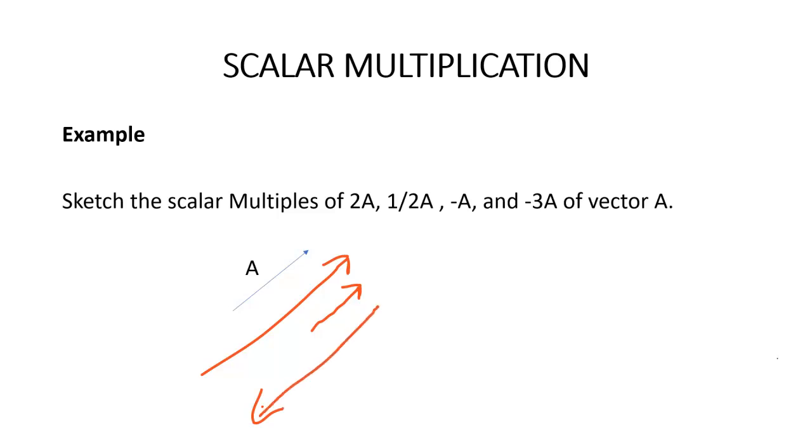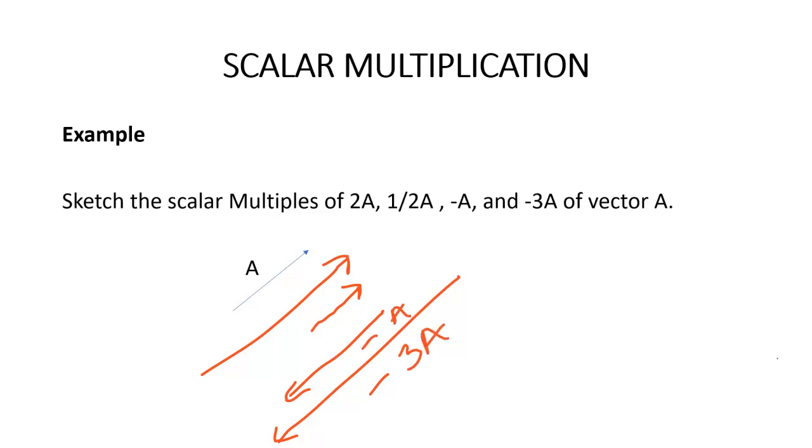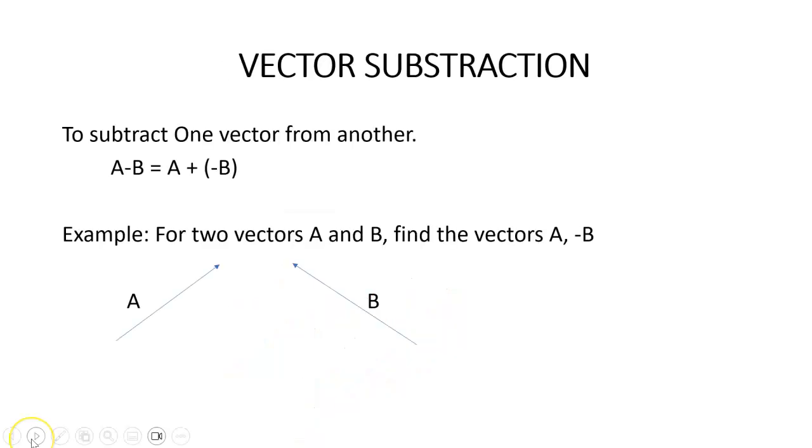The negative of A is similar to A, but it's going to be this way. The negative of 3A will be a longer path in the opposite direction. So this is negative 3A. This is negative A. This is half A. And this is 2A. So, does that make any sense? Negative of everything. So that's how it's going to be calculated, and that defines it properly. Let's move on to the next one.